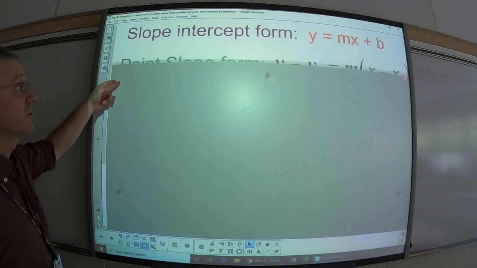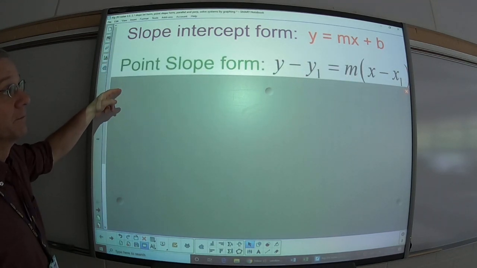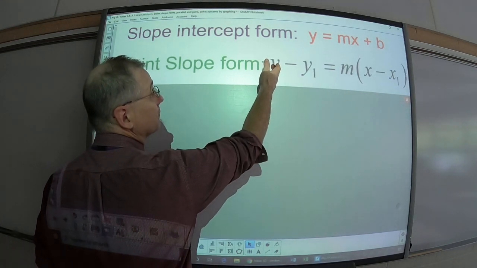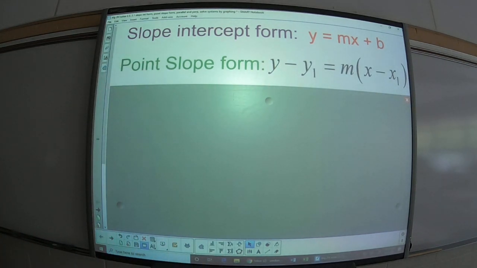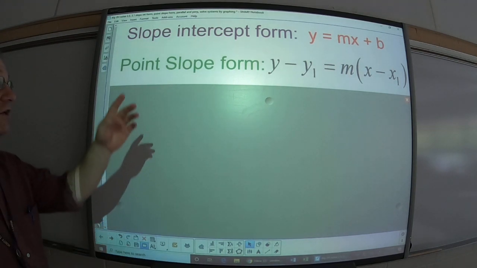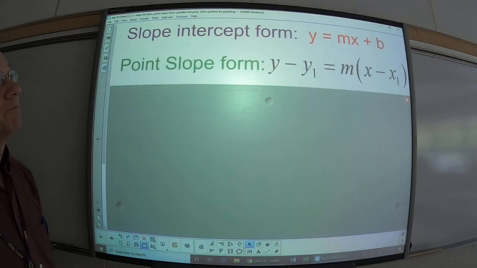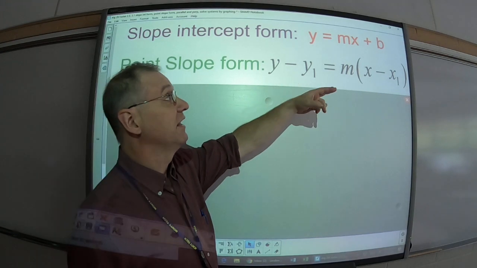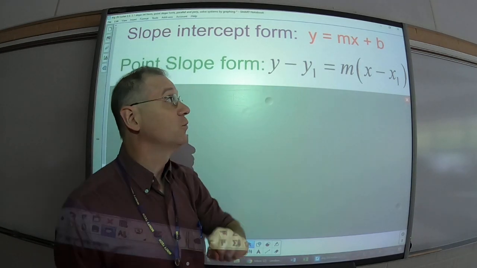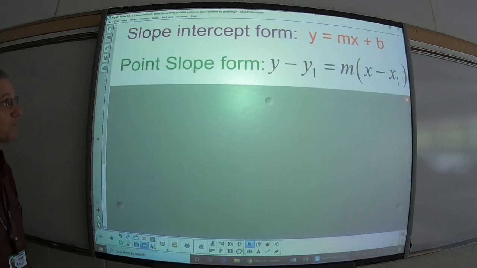Well, we're also going to be talking about point slope form. Now, point slope form is y minus y1 equals slope times x minus x1. And we're going to use that in several different situations to eventually manipulate information back into y equals mx plus b.